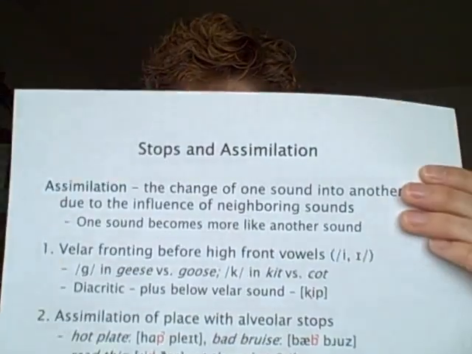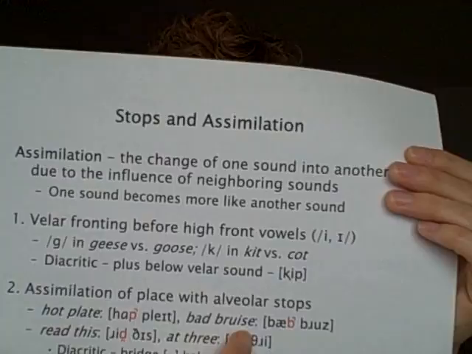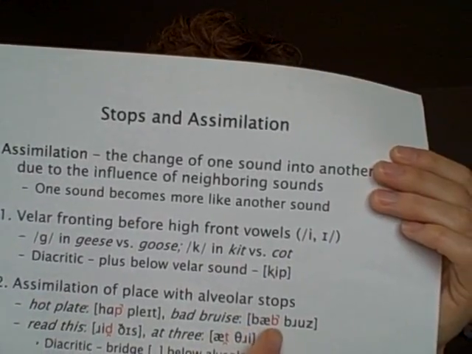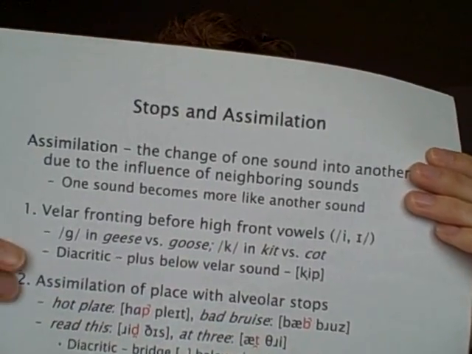The assimilation of place with alveolar stops. So if you look at hot plate, you actually don't release the t. It actually goes right into the p. So hot plate. You just do ha and then plate. So that's an assimilation of sound. It gets taken up by the other sound. Ha plate. Or bad bruise. You don't say the d before you say the b. And so that's the diacritic mark.